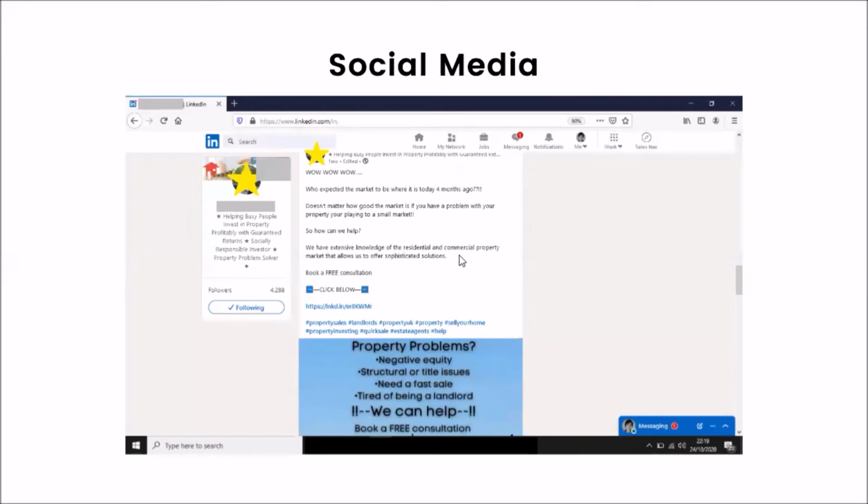This one says, wow, wow, wow, who expected the market to be where it is today? So how can we help? We have extensive knowledge of residential and commercial property market, etc. This person, based on the advert here, is trying to attract people who want to be selling up and selling their properties. Tired of being a landlord, need a fast sale. Have you got properties with structural or title issues? Have you got properties with negative equity? We can help. Okay. So yes, you can also use social media to post adverts to generate leads to find motivated sellers.